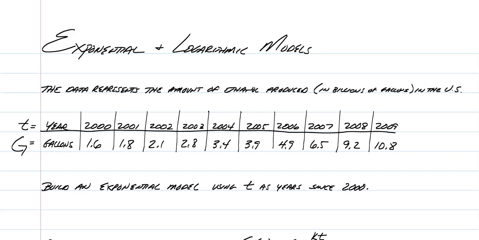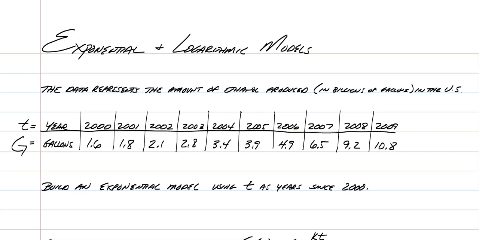And we're going to need our graphing calculator for this, so you can learn how to use your calculator to take some data and make a model. Okay? So this data represents the amount of ethanol that is produced in the US, in billions of gallons. T is going to represent the year from 2000 on, and then we have G for gallons. And what we're going to do is use our graphing calculator to do this, okay?